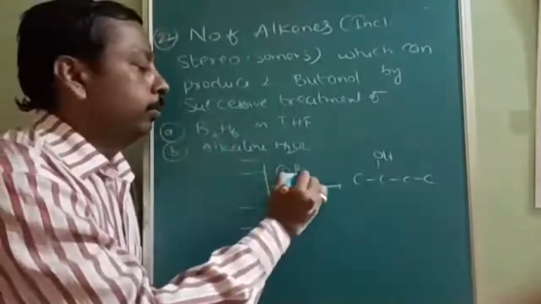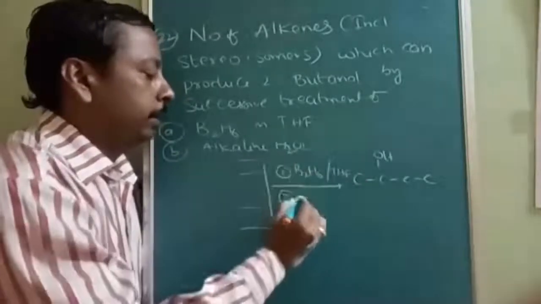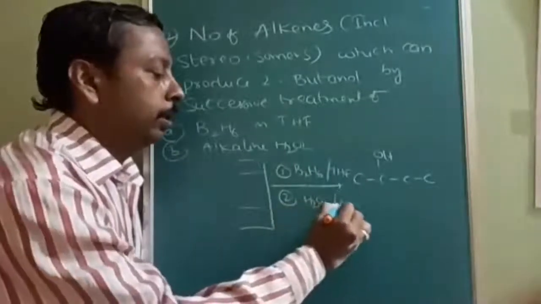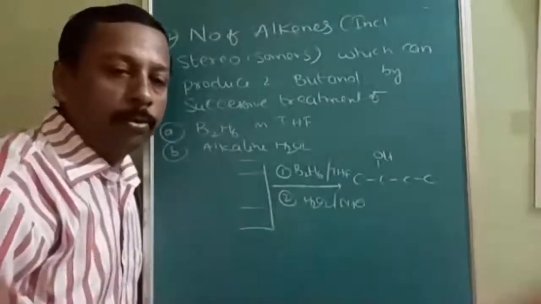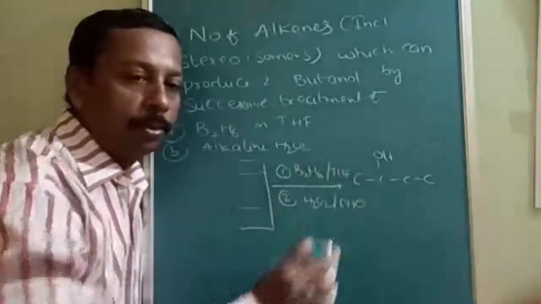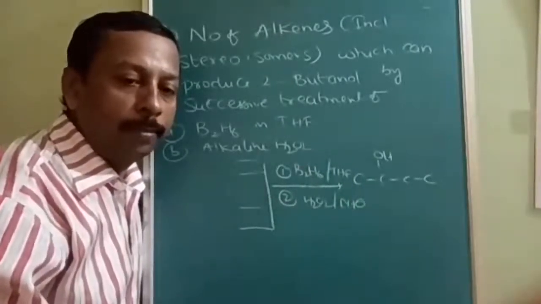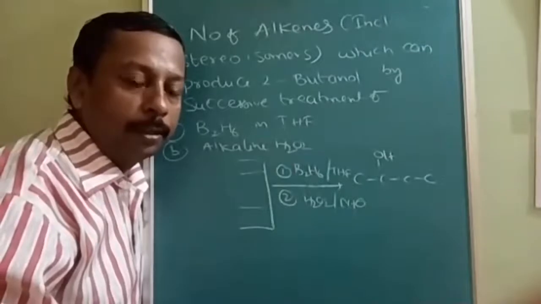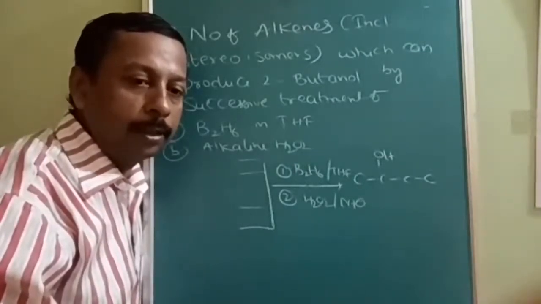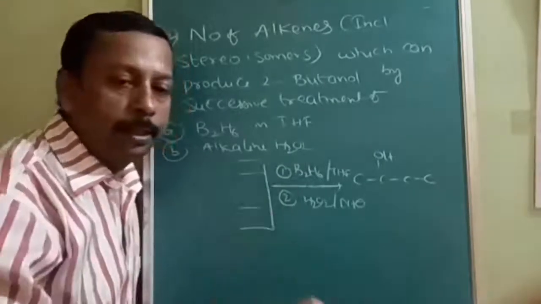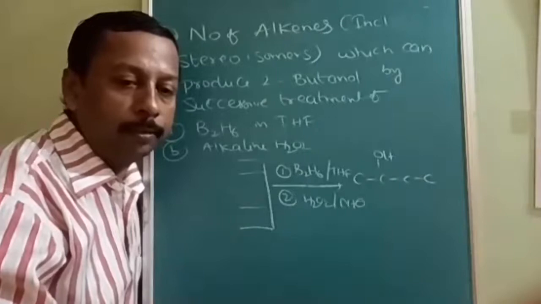First, you should use B2H6 in THF. Second, you have to use H2O2 in alkaline medium. So how many alkenes do you have to take so that this product is produced? That is the Markovnikov rule, anti-Markovnikov addition, and whether rearrangement is possible or not. For B2H6, there are certain conditions. If you are aware of that condition, then you can answer it nicely.